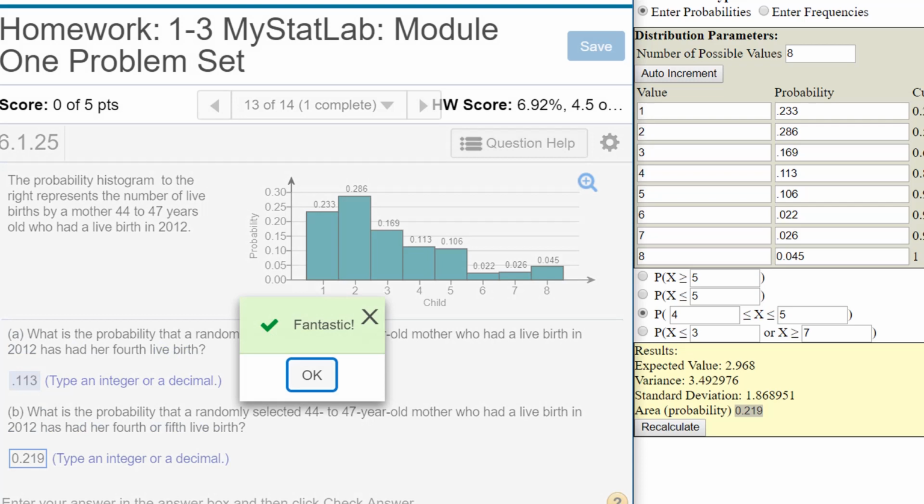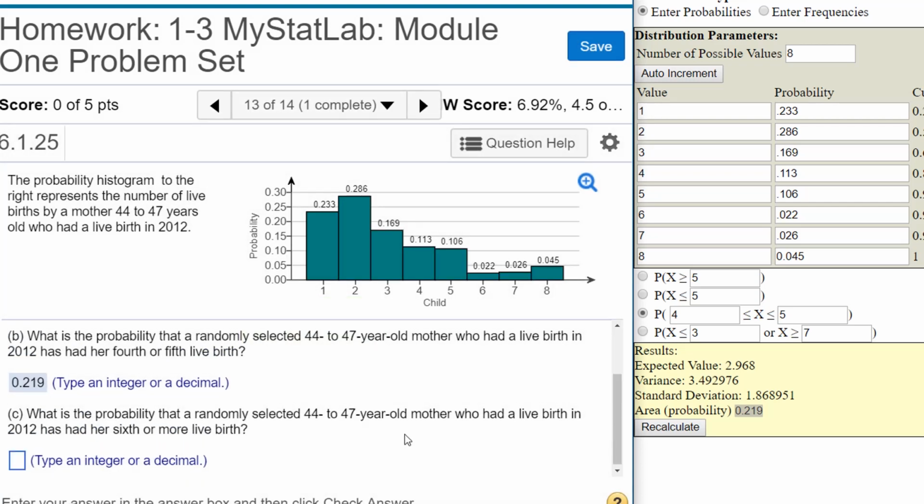Check the answer. Okay. What's the probability that the randomly selected 44 to 47-year-old who had a live birth had her sixth or more live birth? Okay, let's use this. Let's go the probability that X is greater than or equal to 6, and calculate. I click recalculate down here, and I got 0.093. That's adding up the last 3 numbers in the table.